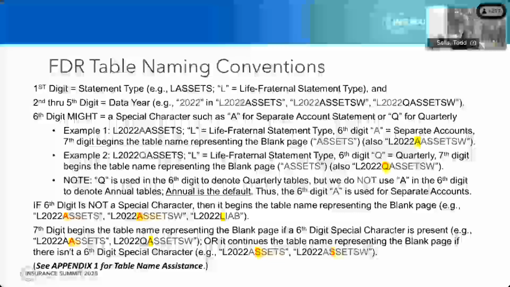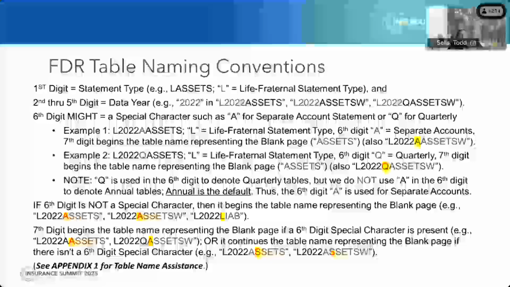The 6th digit can be a special character, or it cannot be a special character and just start the normal name of the table. But the special characters can be A for a separate account, that's a life concept, or Q for quarterly, which is a concept for all the statement types, right? So the example one that we have here is L2022A assets, that A in red, that indicates that that's a separate account assets table, right? If it was just the annual statement assets table, that red A would be missing. It would just say L2022 assets.